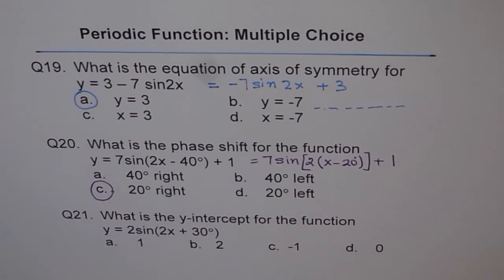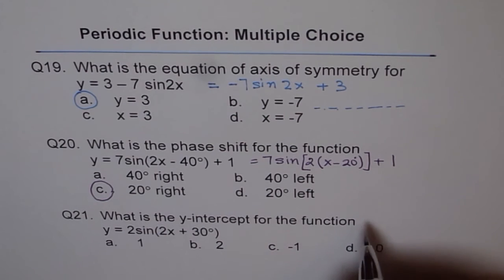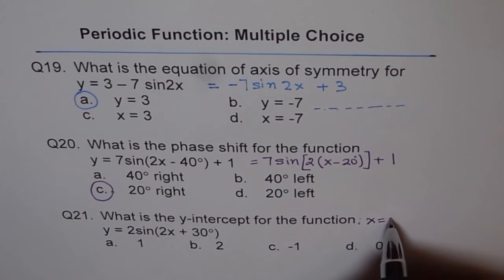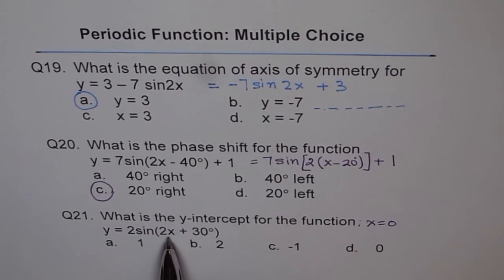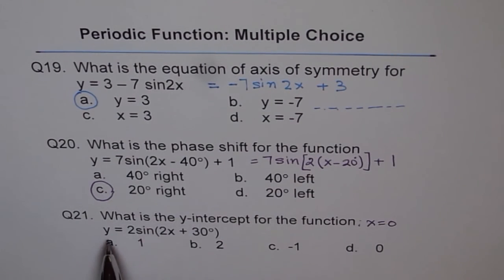And question 21 is, what is the y-intercept for the function y equals 2 sine of 2x plus 30 degrees? The choices are 1, 2, minus 1, and 0. Now what is y-intercept? Y-intercept on your graph is a place where the function crosses the y-axis, and that always happens at x equals 0, right? Therefore, plug in x equals 0 here. So if you do that, then you get the y-intercept.